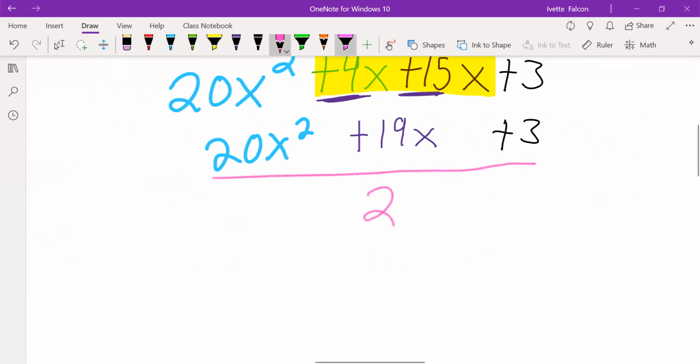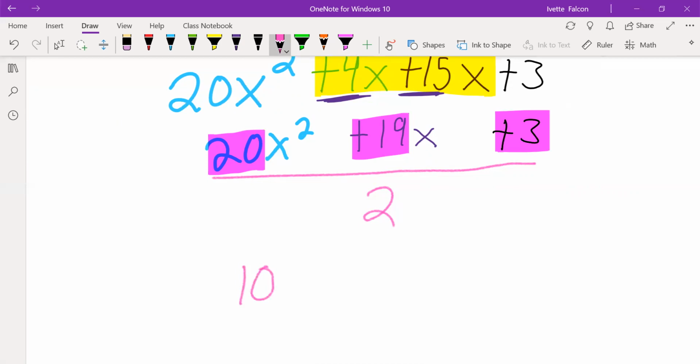To divide by 2, you're going to divide only the coefficients, only the numbers at the front of your x. You're only going to divide those by 2. So 20 divided by 2 gives me 10. And the x to the power of 2 stays the same. Then you do 19 divided by 2. That gives you a decimal. If it gives you a decimal, you can turn it into a decimal, or if you want to leave it as a fraction, go ahead and leave it as a fraction. I'm going to turn it into a decimal. So that's going to be plus 9.5.